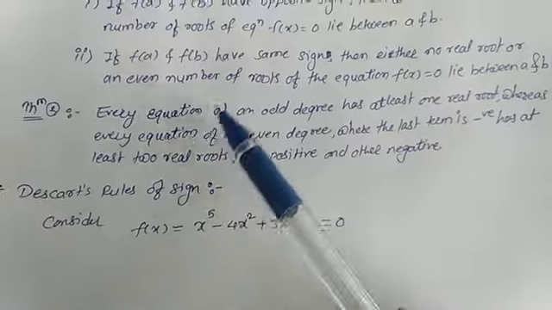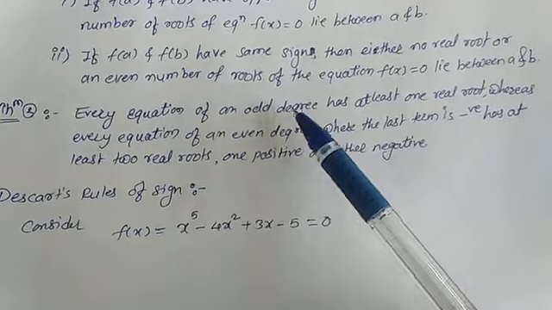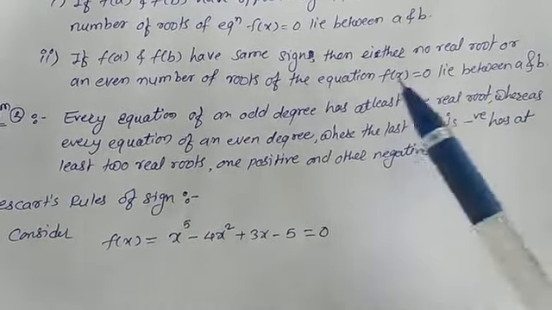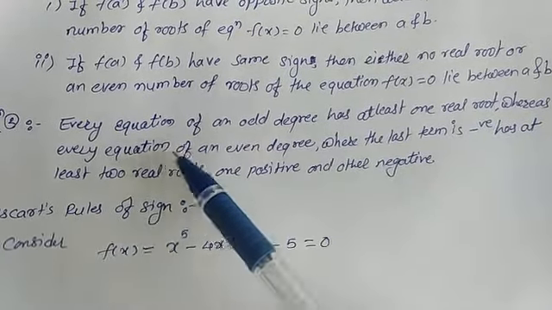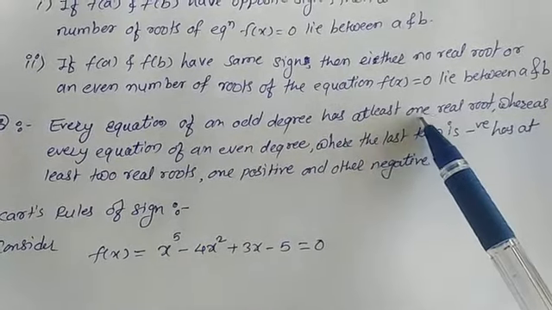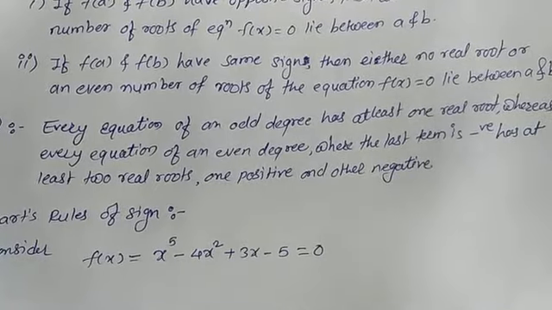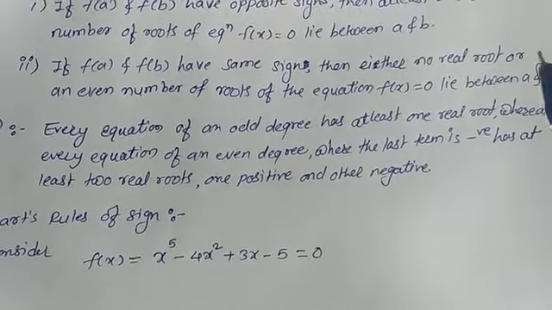Now the next theorem says that every equation of an odd degree has at least one real root, whereas every equation of an even degree, now here for odd degree it has at least one real root, and the remaining will be imaginary, which we call complex roots.